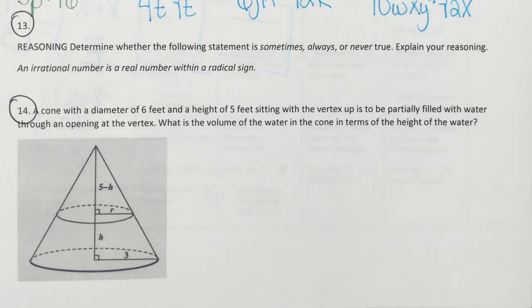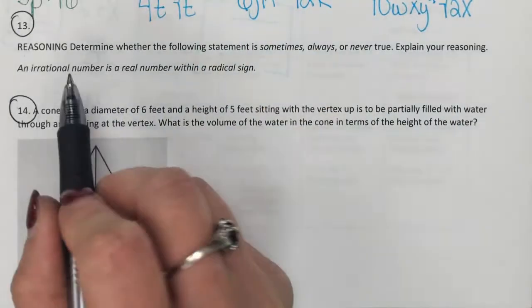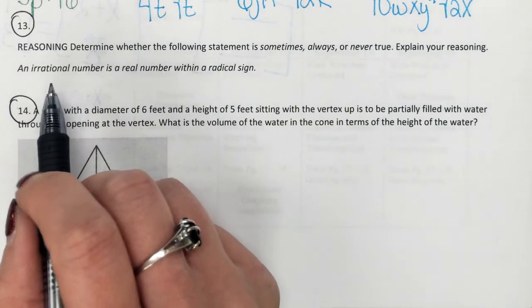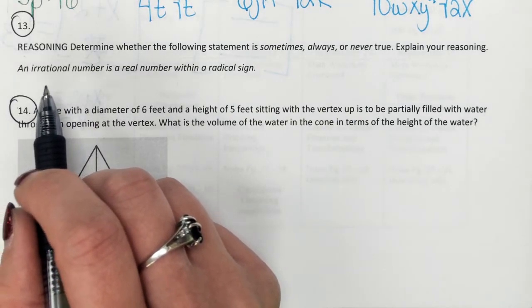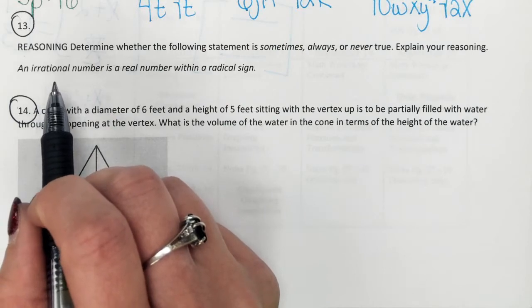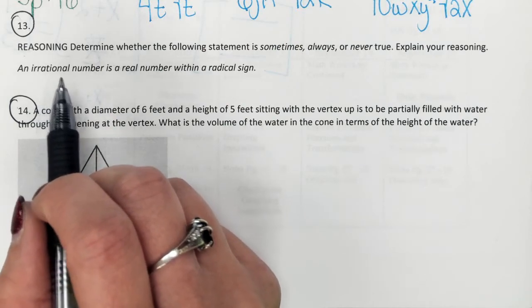Do you remember at the very beginning of the school year how we talked about irrational and rational numbers and all that good stuff? Okay. All right, so what was an irrational number? Can you give me an example of an irrational number?